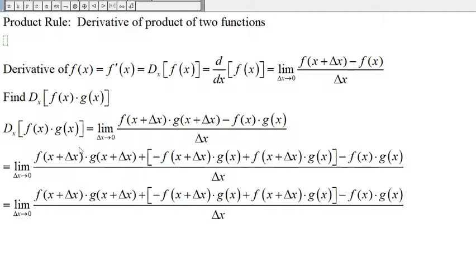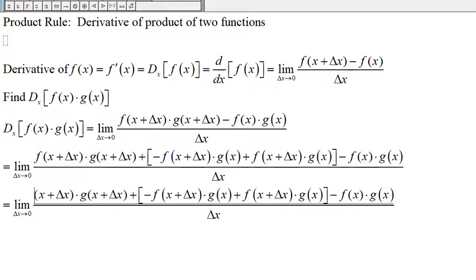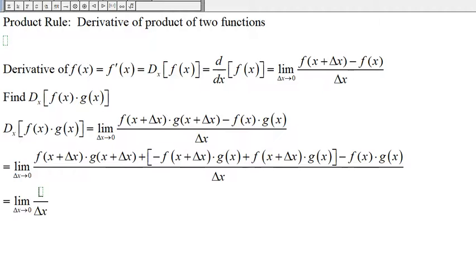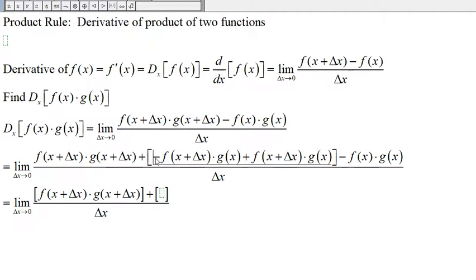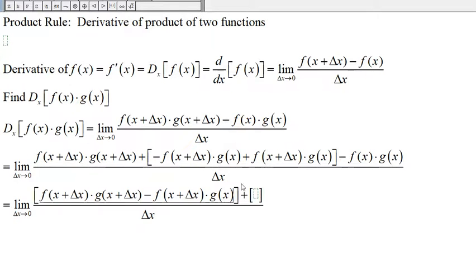And then we're going to group the first term here and the second term here together. So we're going to turn this into two groups. The first group has the first term and then the second term. And then the second group has the third term and the last term.